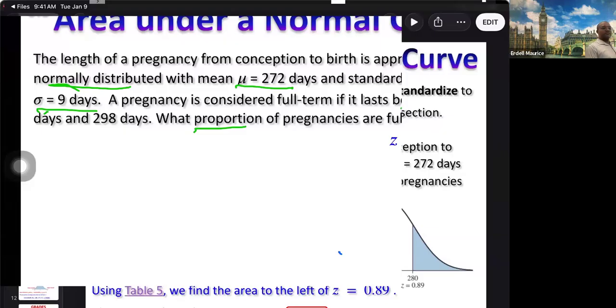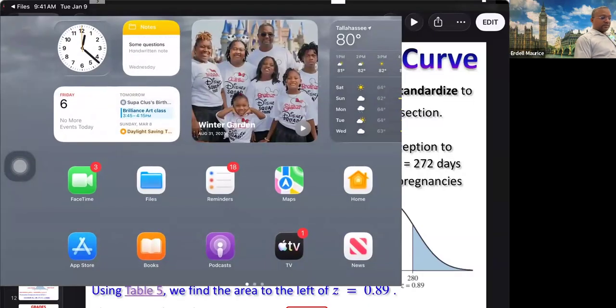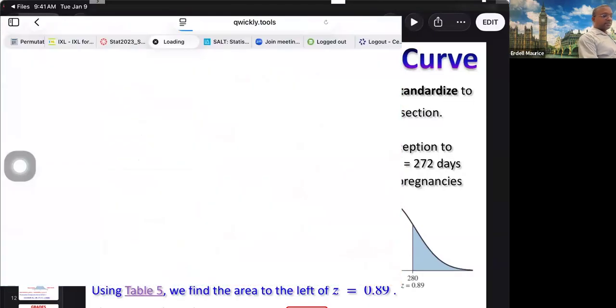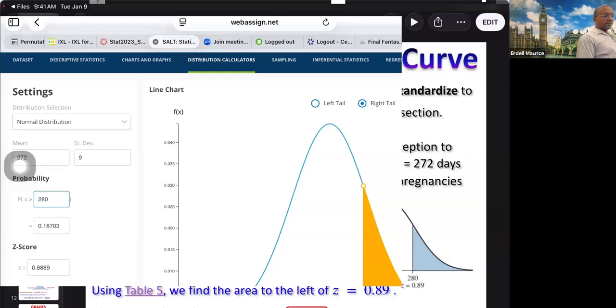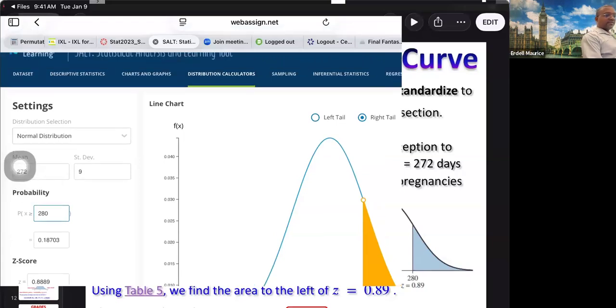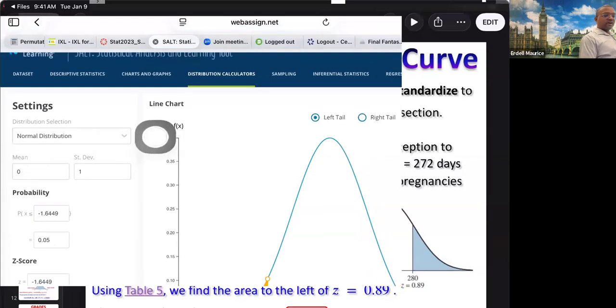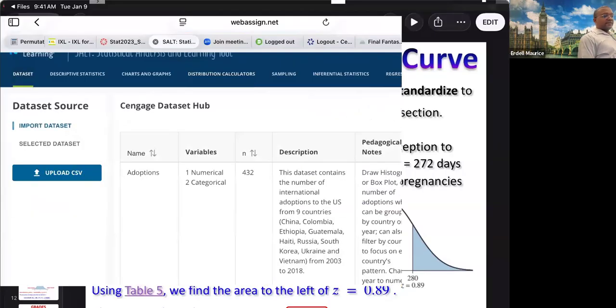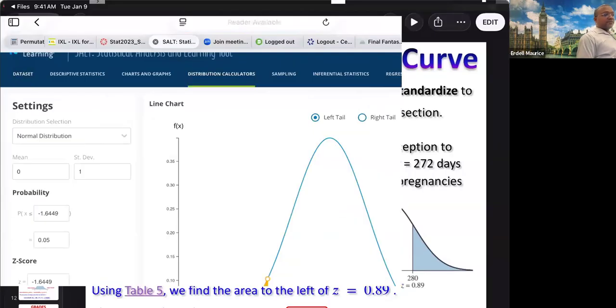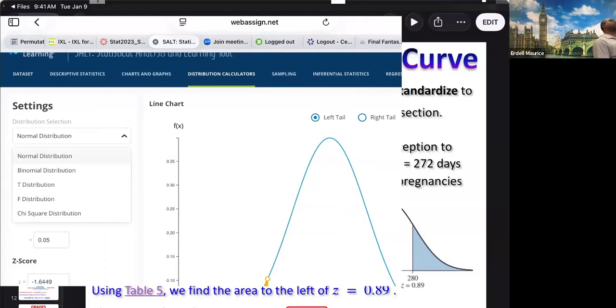Is anyone going to remember all these numbers? They can put them in SALT. Oh, I won't, but we'll try. 272 and 9 days. So where is my good friend SALT? Oh, there he is. Let me refresh the page so it resets everything for us. Normally when you enter this page, you want to go over to your distribution calculators, and then select normal distribution from the drop-down list. It's the first one.